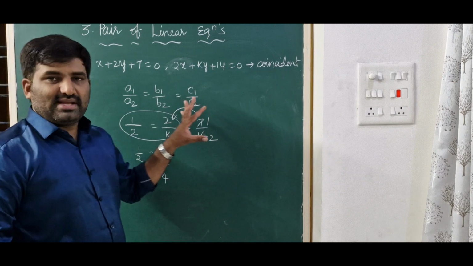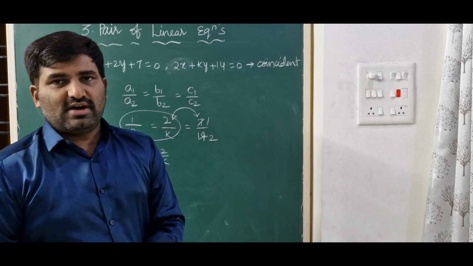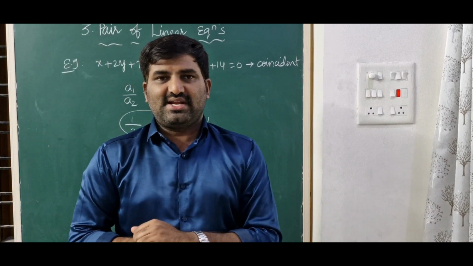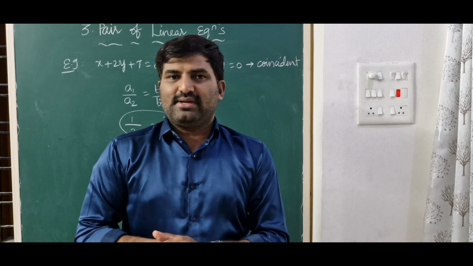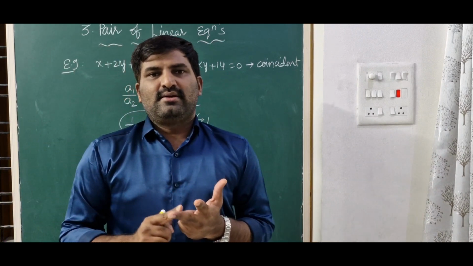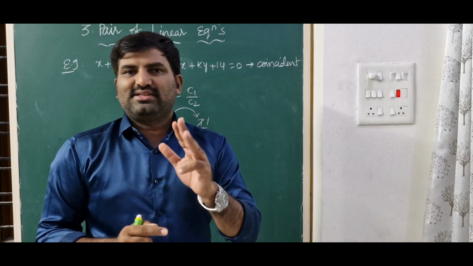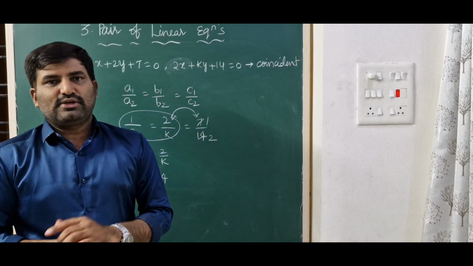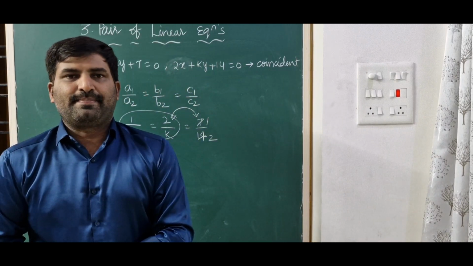Like these questions you can take and practice. Definitely there will be a question based on this table, that is how to find the unknown variable k when lines are coincident, intersecting and parallel lines. So all the three examples you can take and practice. You can see this question in the exam.